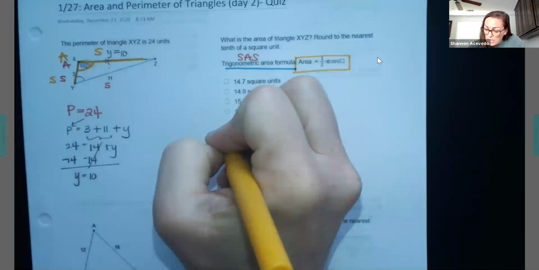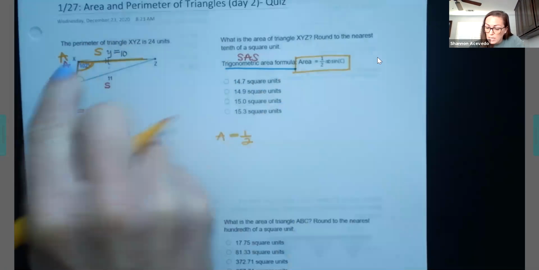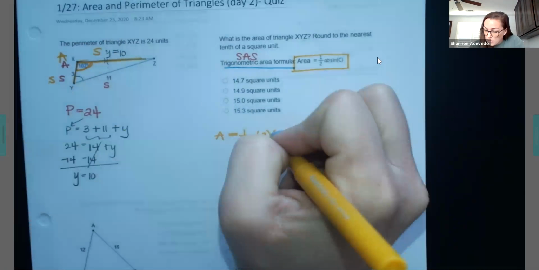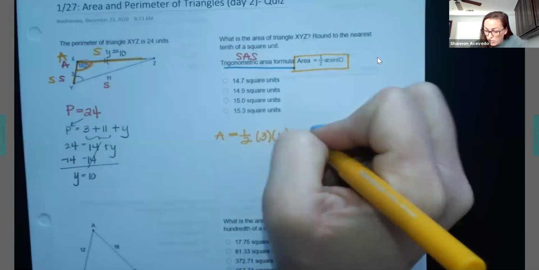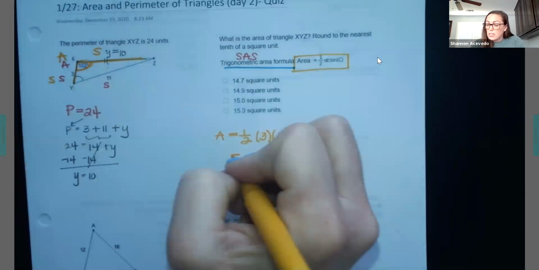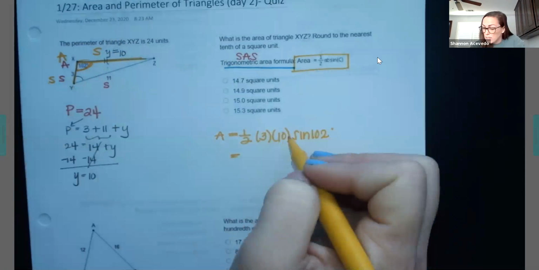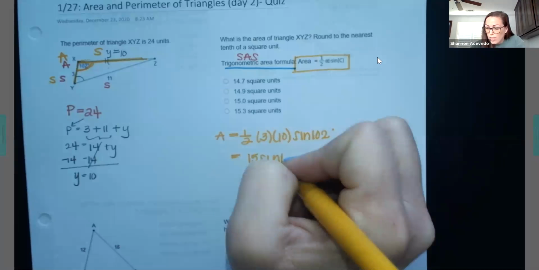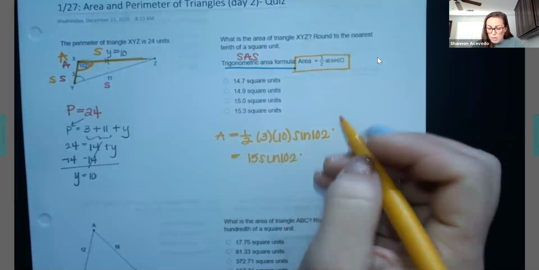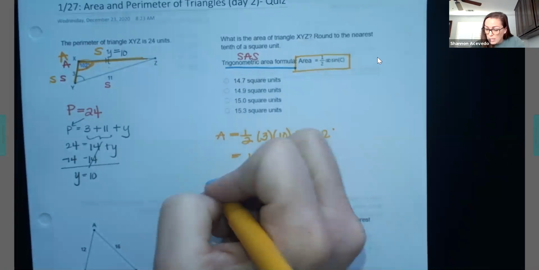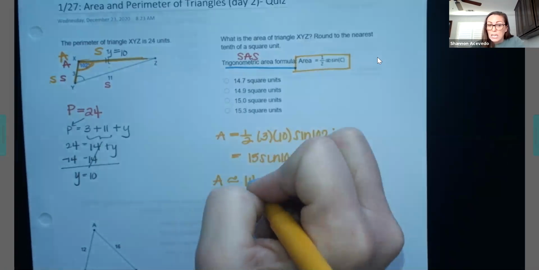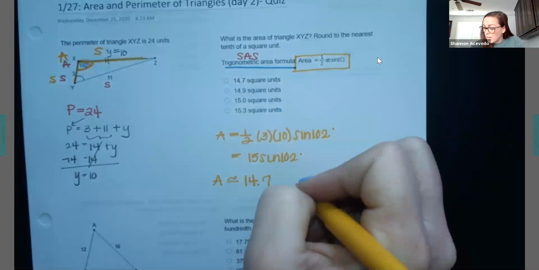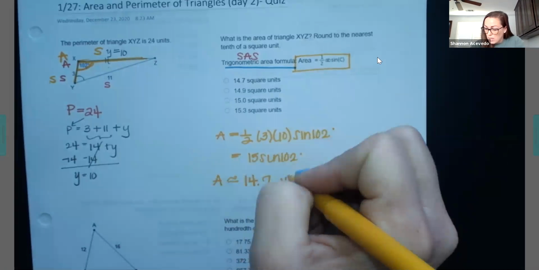So my area is going to equal 1/2 times the two sides I'm using. So it's 1/2 of 3 times 10 times the sine of 102 degrees. 3 times 10 is 30, and half of 30 is 15. So you could do 15 sine of 102, or you could just plug this whole thing into your calculator, whatever makes you happy. When I plug it into my calculator, I get that the area is approximately 14.7, rounded to the nearest tenth. So 14.7 square units. And there's my answer.